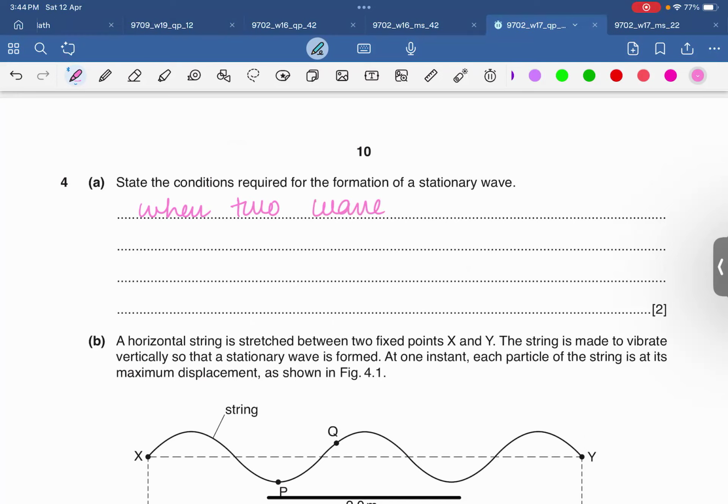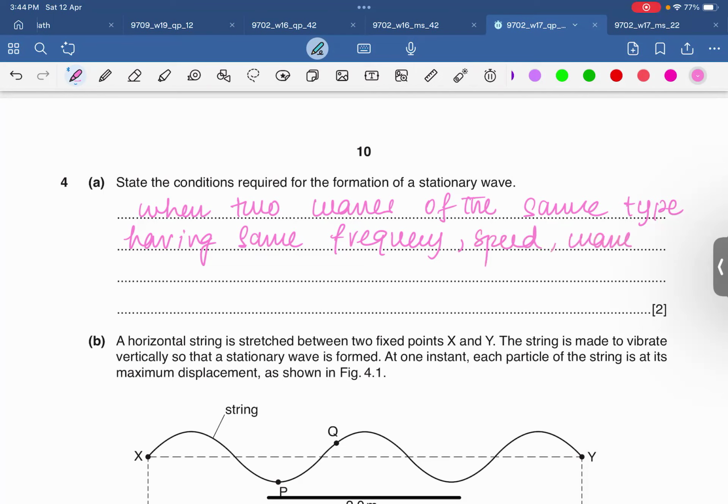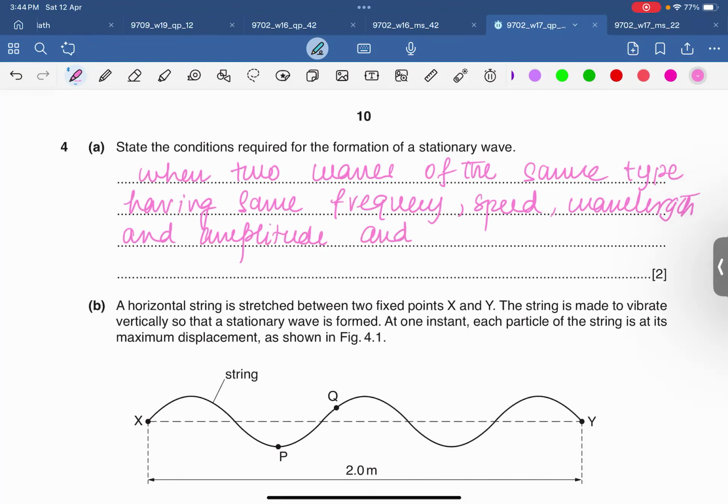When the two waves of the same type, having same frequency, speed, wavelength, and amplitude, and moving in the opposite direction, and overlap. Instead of superimpose, we say overlap, which is a better word. Overlap, not superimpose.